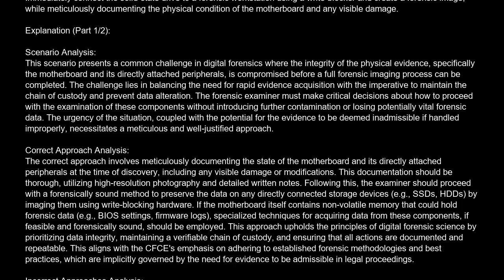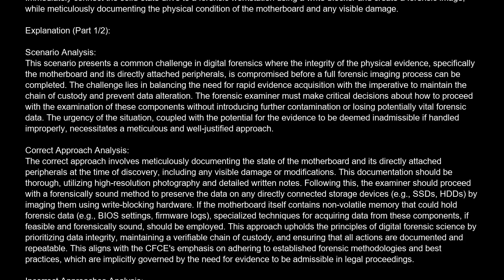Correct answer is C. Immediately connect the solid-state drive to a forensic workstation using a write blocker and create a forensic image, while meticulously documenting the physical condition of the motherboard and any visible damage. Explanation: scenario analysis. This scenario presents a common challenge in digital forensics where the integrity of the physical evidence, specifically the motherboard and its directly attached peripherals, is compromised before a full forensic imaging process can be completed.